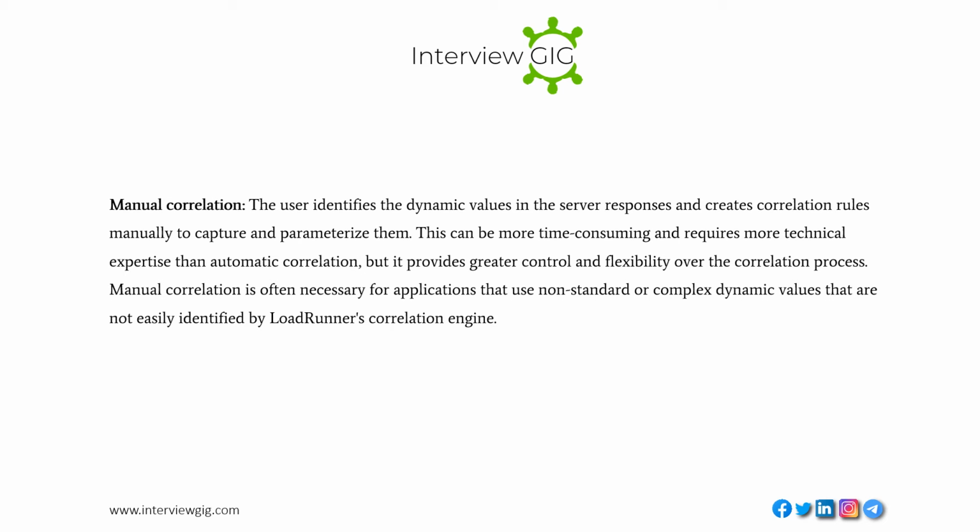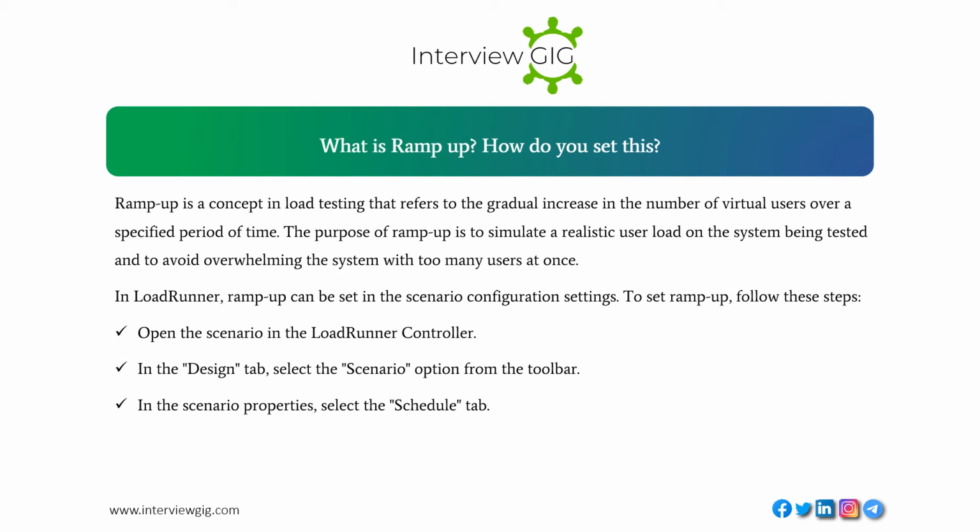Manual correlation. The user identifies the dynamic values in the server responses and creates correlation rules manually to capture and parameterize them. This can be more time-consuming and requires more technical expertise than automatic correlation, but it provides greater control and flexibility over the correlation process. Manual correlation is often necessary for applications that use non-standard or complex dynamic values that are not easily identified by LoadRunner's correlation engine.